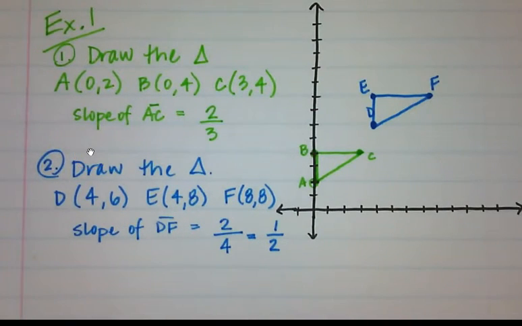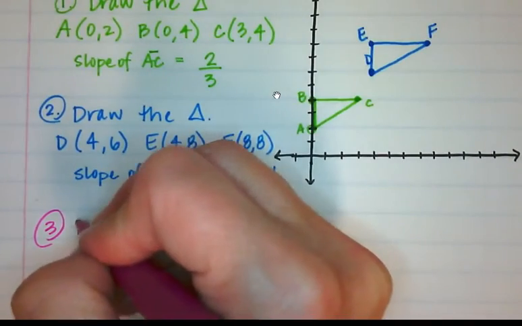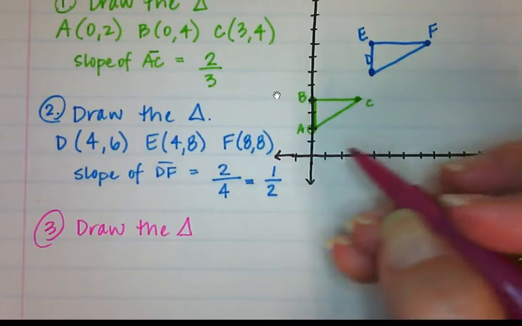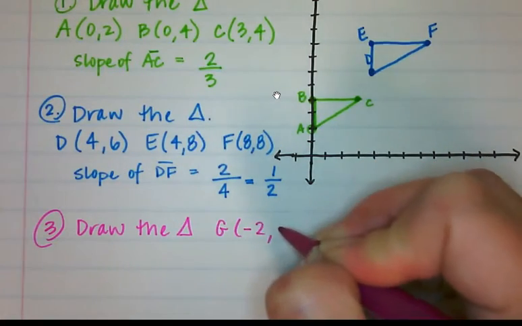All right, let's throw one more triangle onto the picture here. So, triangle number 3. So, we're going to draw the triangle G, which is -2, 2.